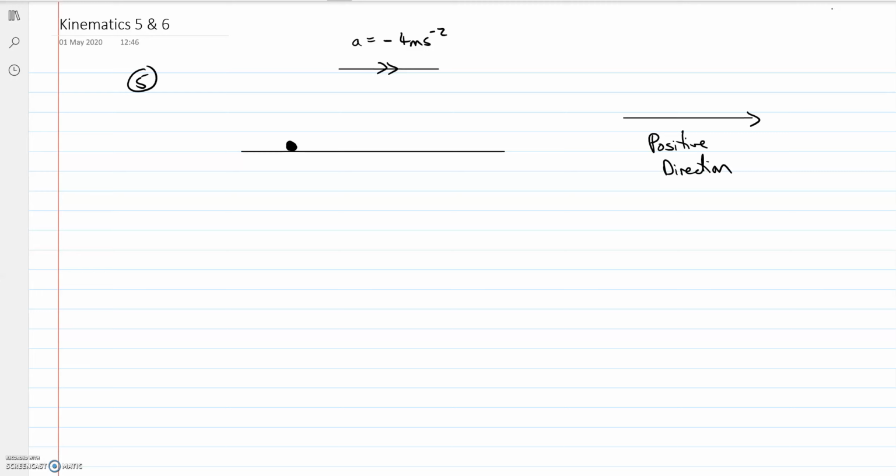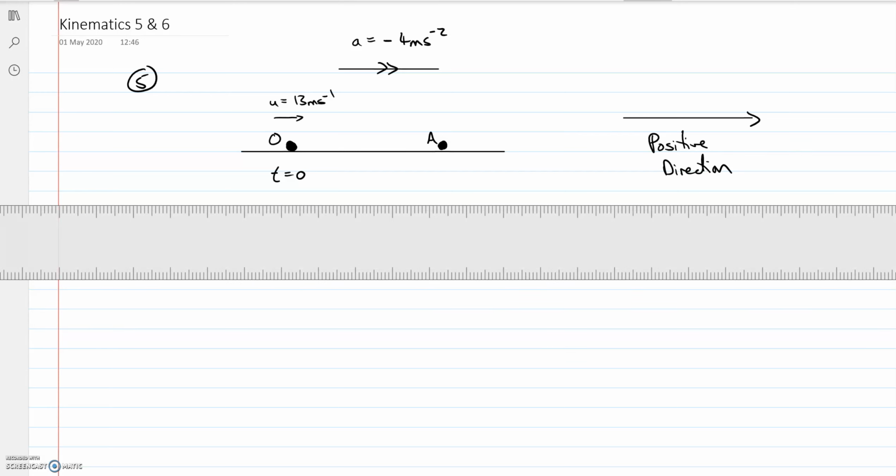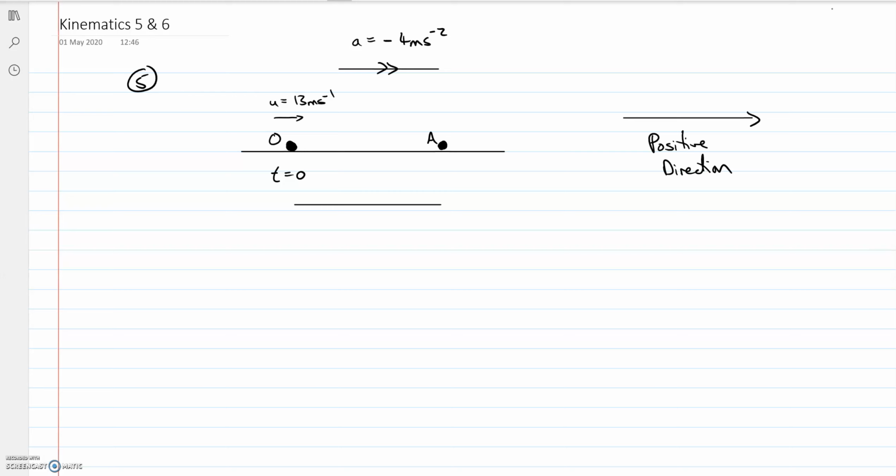At time t equals 0, the particle passes through a point O. So at time t equals 0, let's call this point O. Okay, and it's going this way, and it's got a speed of 13 meters per second. Traveling towards a point A. So eventually it's going to reach A. And the distance there is 20 meters, O to A. A bit more going on in this question.